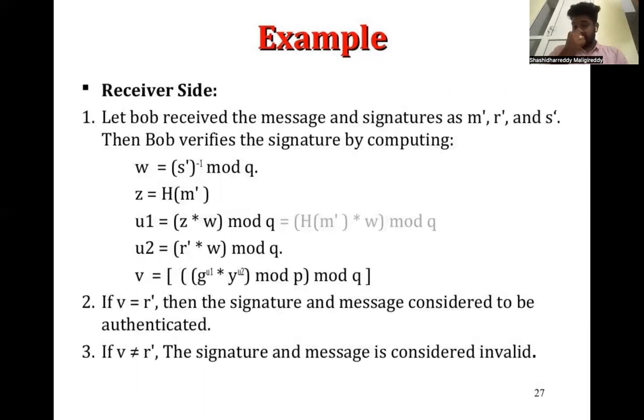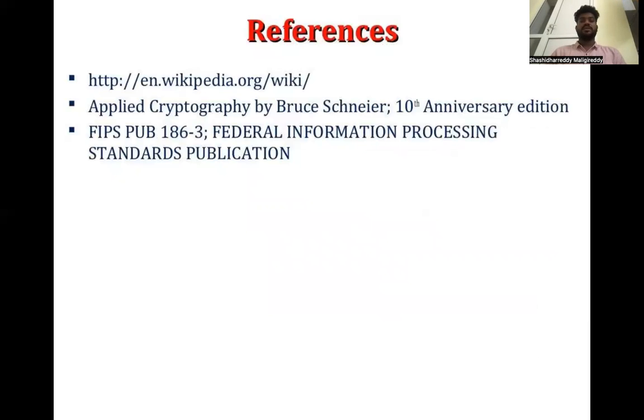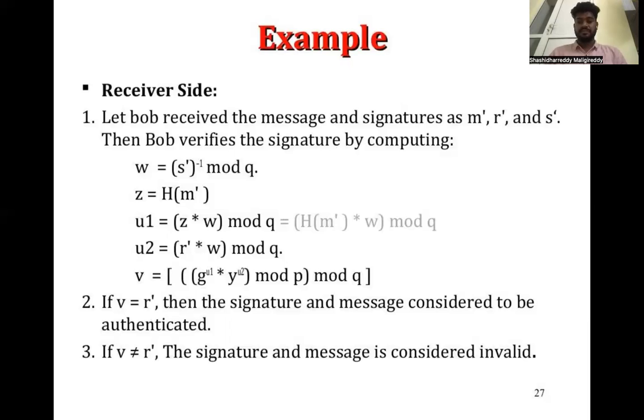Then on the receiver side, we calculate W, Z, U1, U2, V as we discussed in the algorithm. After calculating, if V equals R dash, then the signed message can be considered authenticated. If V not equals R dash, the signature is considered invalid, and the message has been changed, someone tampered with the message. The message will be invalid and the signature will also be invalid. This is the reference where it was taken from.